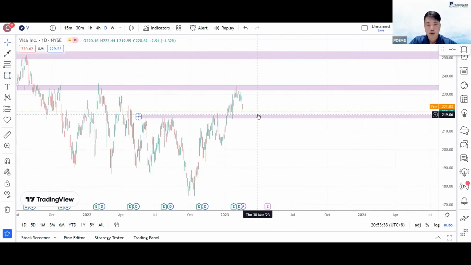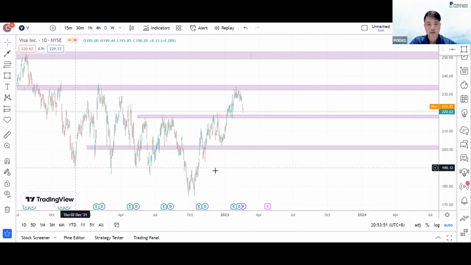But if it fails to hold above the 218, then chances are that it will continue to drop. Then the next one we should be looking at is somewhere around 200 for Visa. Okay, this particular demand here.